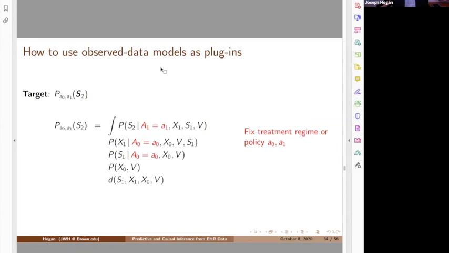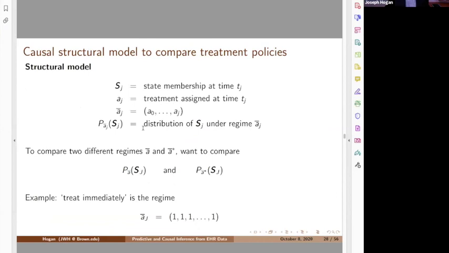I'll just step back for one second. Both IPW and G computation are actually fitting the same causal structural model. The model they have in mind is the same model. If I go back, I know this is a very compact way to write it, but this is the causal model. It's the probability distribution under some regime of the outcome at the last time point versus under some other regime. This is basically a causal structural model. So the target for both IPW and G computation is the same.